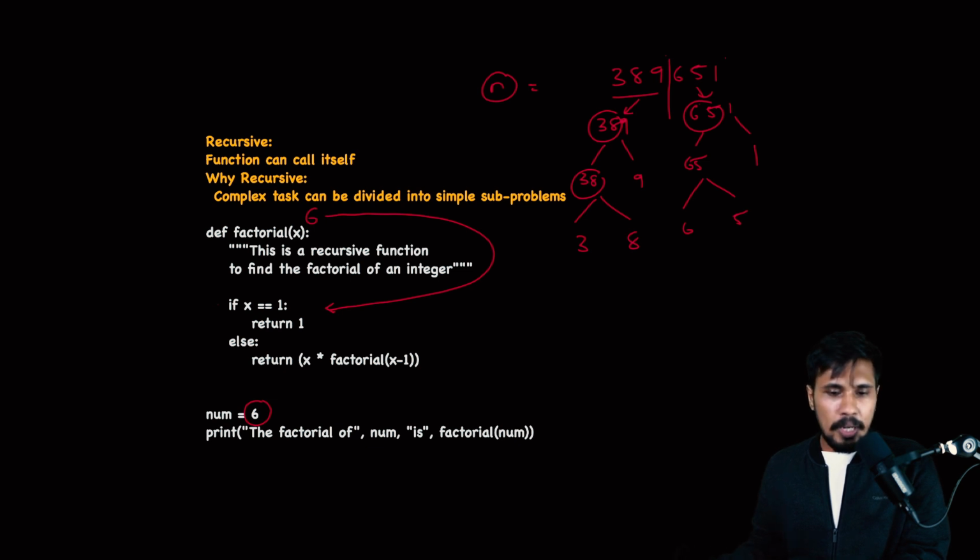Then what is it doing? It is passing through the else condition. So what is your x value? 6. And what is your factorial? It is 6 minus 1, which is going to be 5. Once it is completed, this 5 is again going to be passed to this.